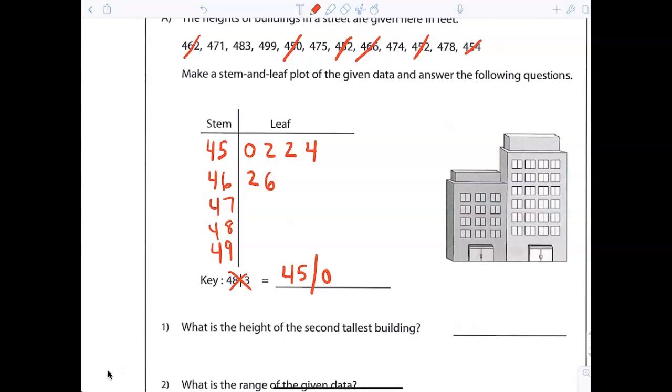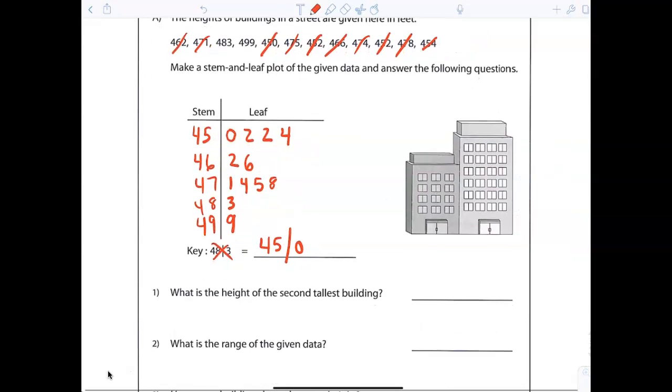All right, so what about 47? 471, 474, 475, and 478. And then the next ones are easy now because there's just 2 left. 483 and 490. Everybody good with that?